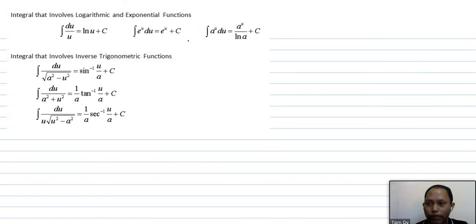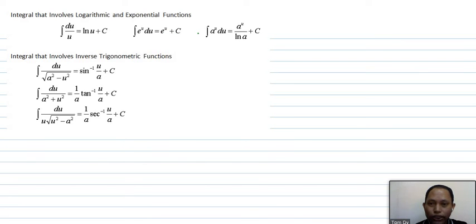Okay, this time we have our topic wherein we have this integral that involves logarithmic and exponential functions. So this is our basic formula to find the integral that involves logarithmic and exponential functions. First formula we have here: the integral of du over u, which is equivalent to ln u plus c. And then we also have the integral of e to the u du equals e to the u plus c.